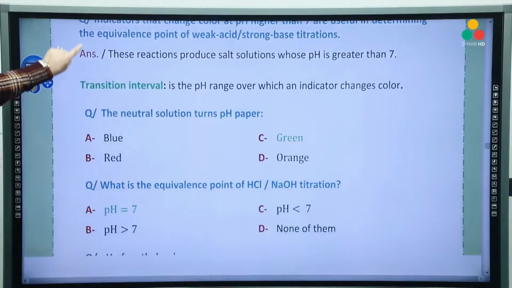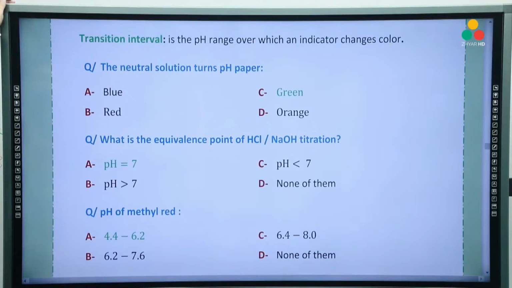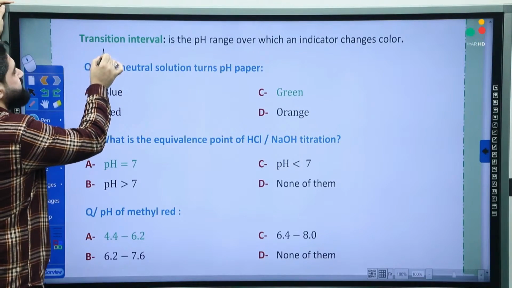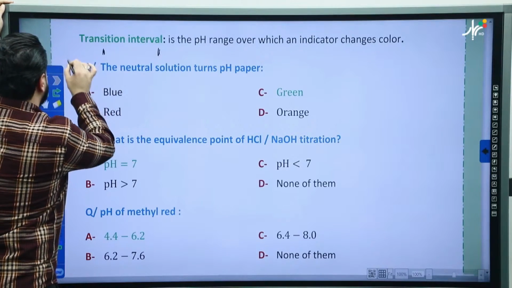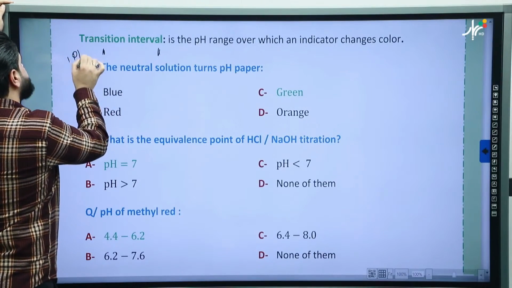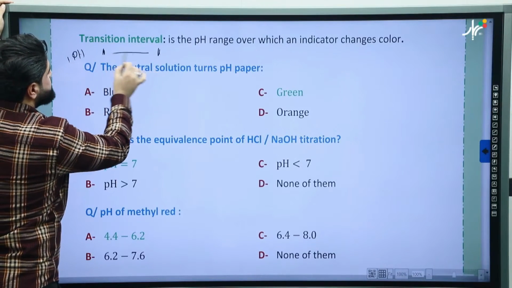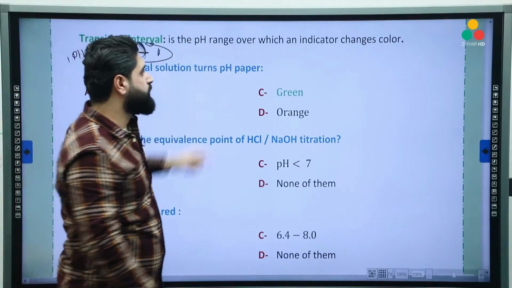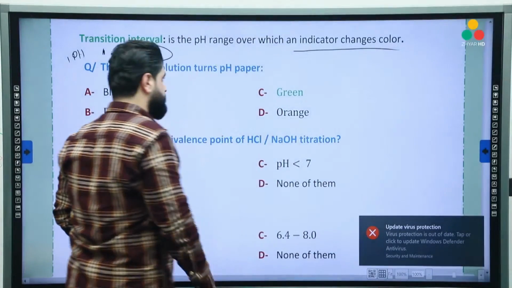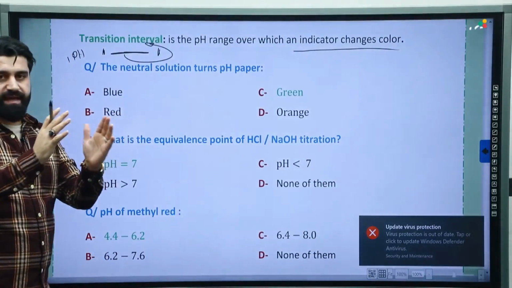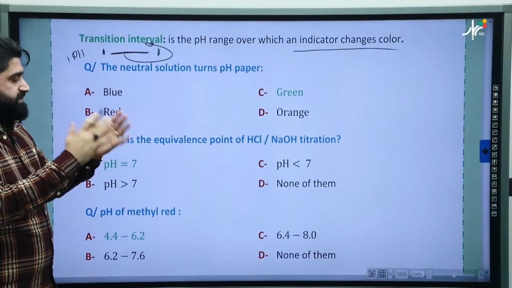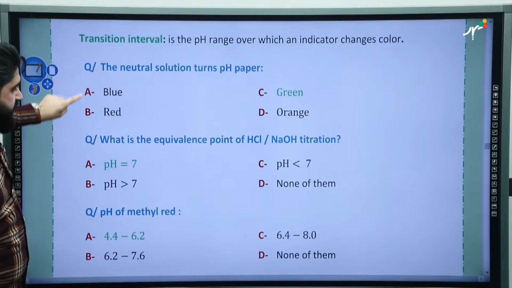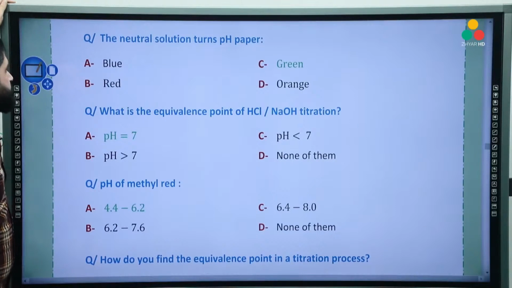The last thing that remains is the transition interval. What is the transition interval? Any indicator, before changing color, has a sensitive range of pH where the color starts to change. This is called the transition interval. The transition interval is the pH range when the indicator changes color. Okay, let's answer these questions and we will finish this lecture.